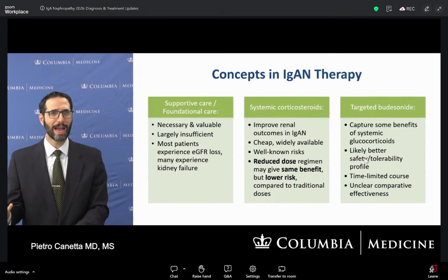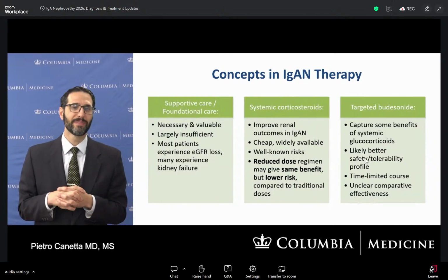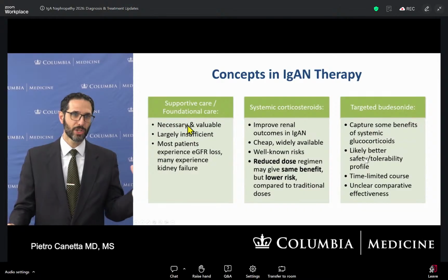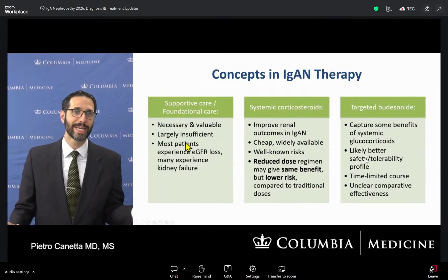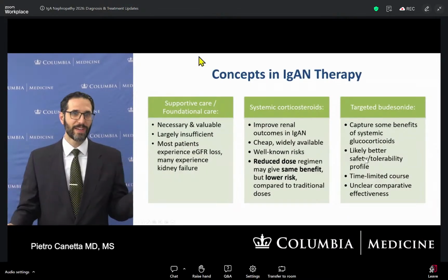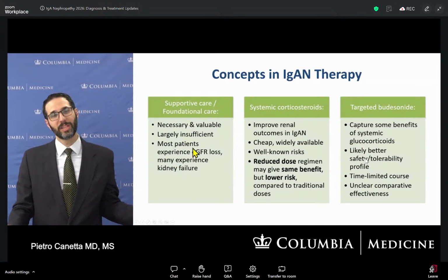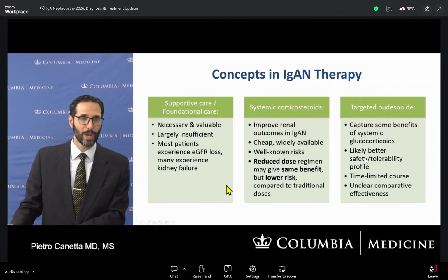So I want to try to wrap up. What are the concepts that we have here to lay the grounds for the afternoon? So supportive care, foundational care, which is appropriately endorsed by KDIGO. It's necessary, it's valuable, but it's going to be insufficient. And that's why we have this recognition that we need to do IgA-specific care as well.